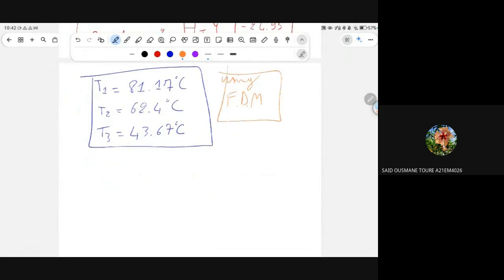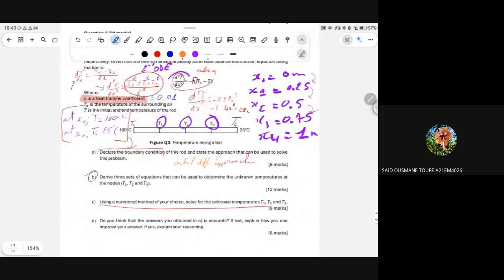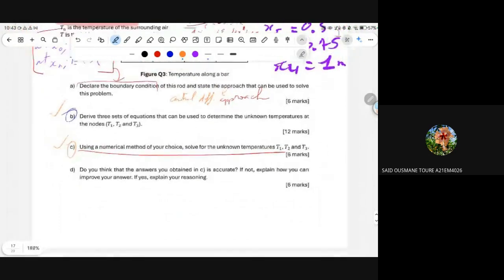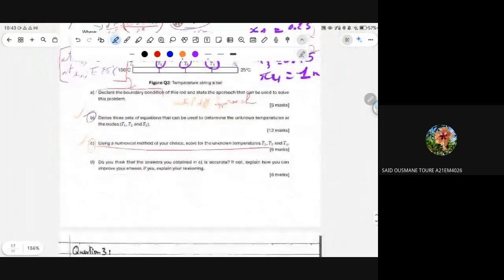Yalla. So, lastly, question D. We have done B and C. D: Do you think that the answers you obtain in C are accurate? If not, explain how you can improve your answer. If yes, explain your reasoning. Now, I need you guys to answer it, 100%. I'm not going to help you with this one. What do you think?